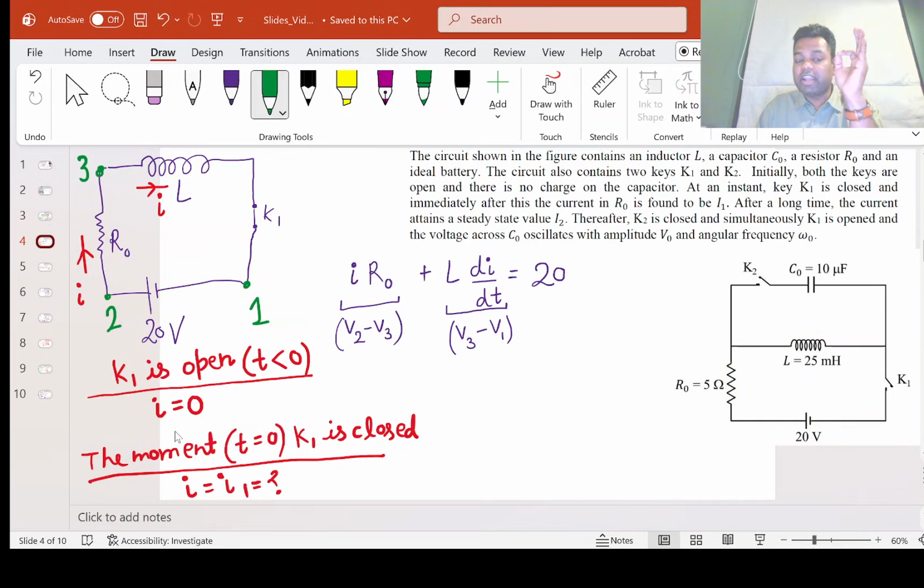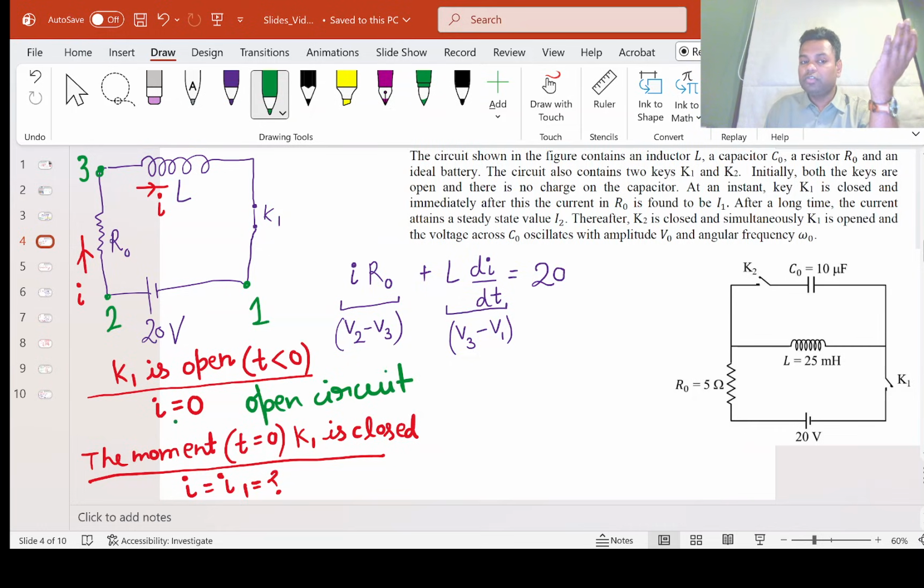Let us look at the current at time 0. So before time 0, K1 is open, right? So the circuit is not complete, so it is an open circuit. So there cannot be a current. So I is 0. The moment we close the key, the current is represented by I1. And the question is, what is this I1?